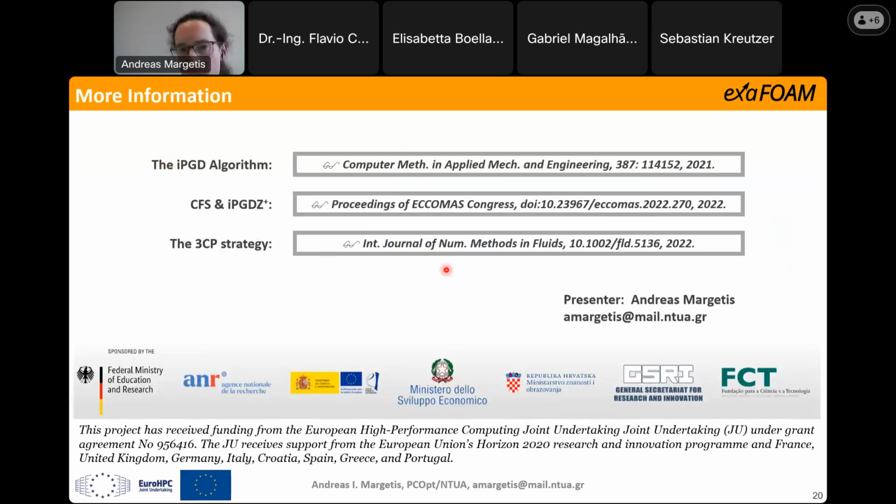I've included in this last slide 3 of our recent publications, each one discussing a different part of the algorithm, either the IPGD or the CFS and the IPGDZ+, in case you want to learn more about these methods.